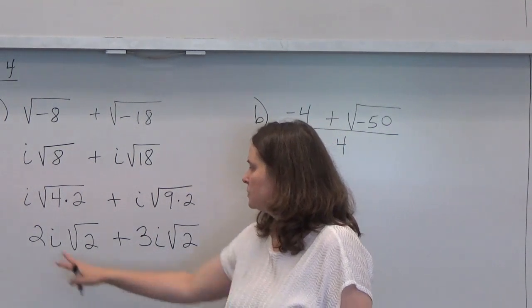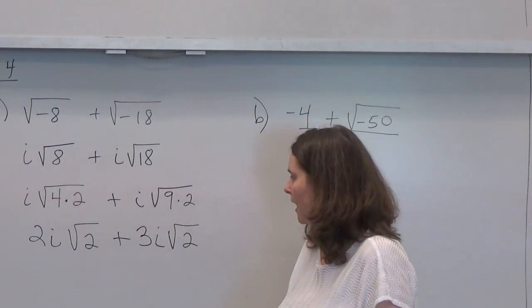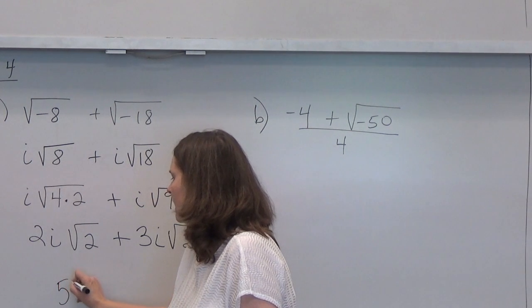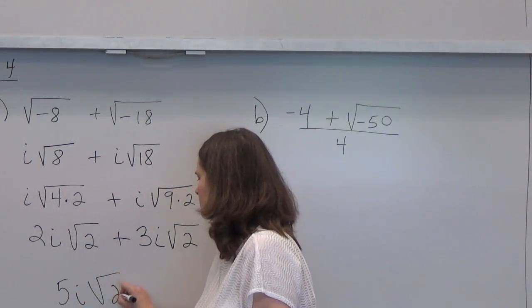So if you combine 2 and 3, you get positive 5. So our answer is 5i times the square root of 2.